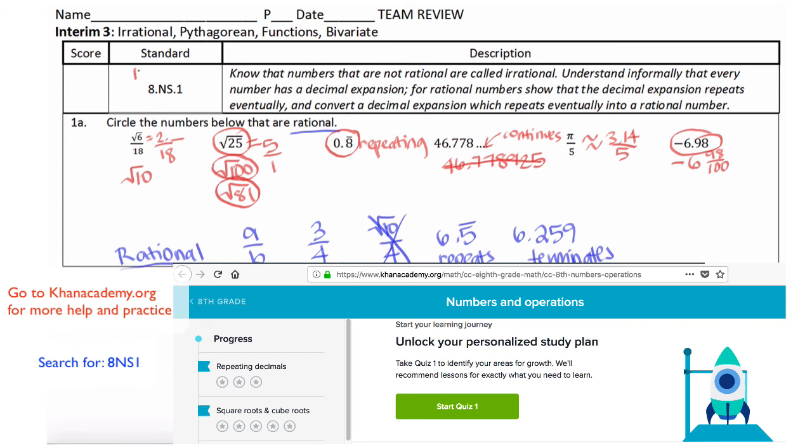Remember that if you need help, you can go on to khanacademy.org, and you can search for this standard, or you can also search for the number or the name irrational, or look up rational. Those are all ways you could get help with this standard.